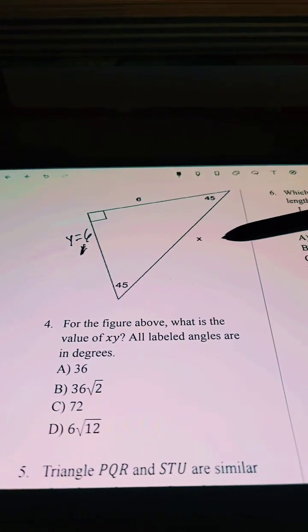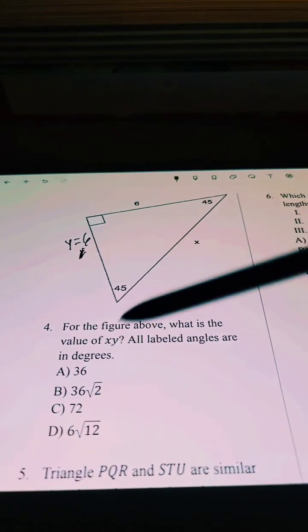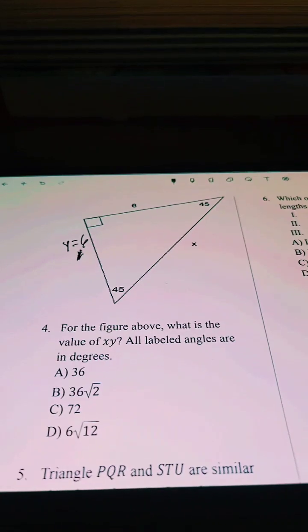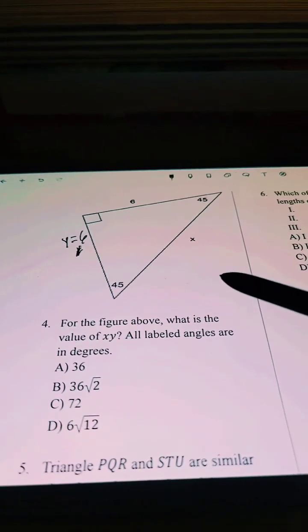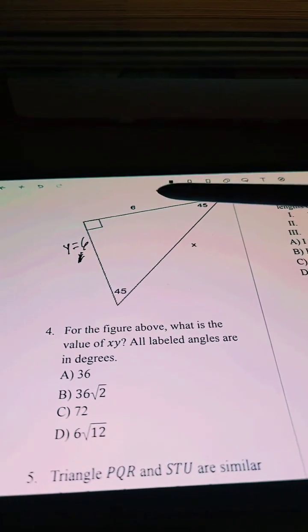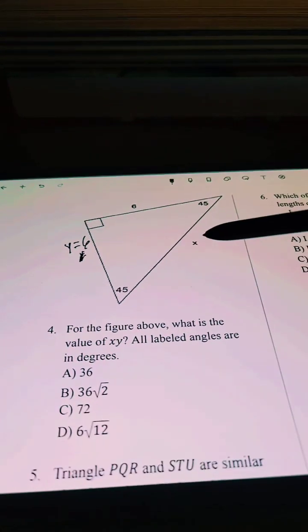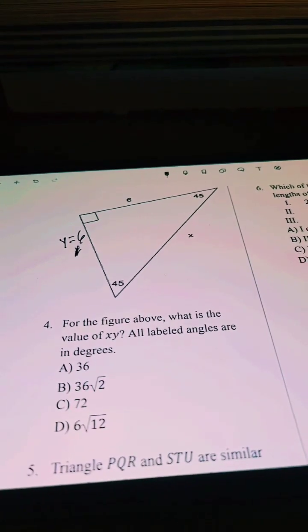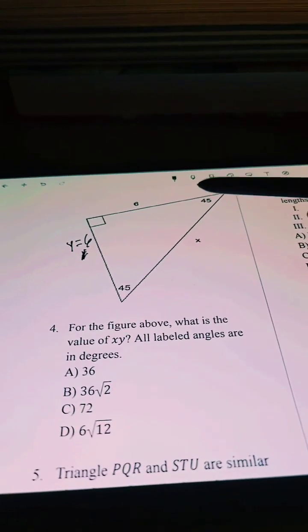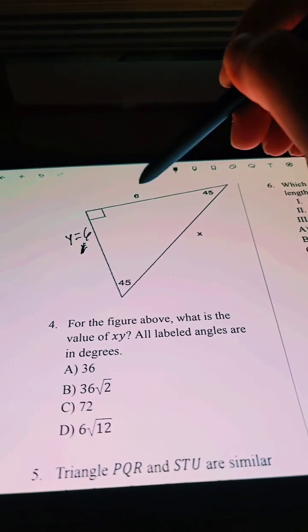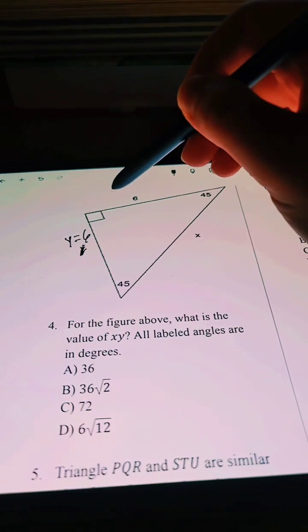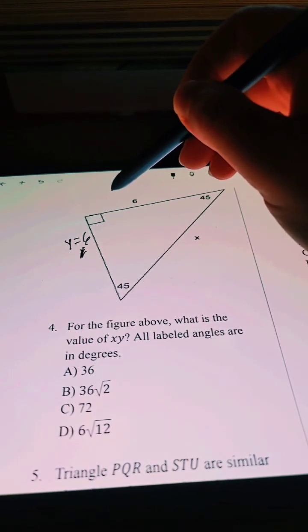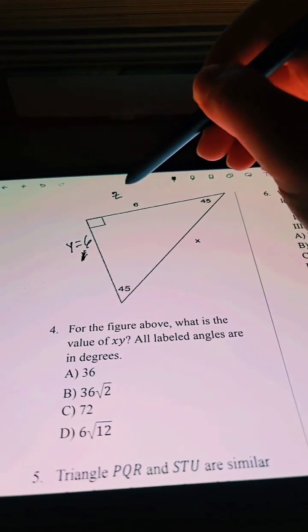So now I know what Y is. I have to figure out what X is to plug in for XY. This is a right triangle, so I could technically use the Pythagorean theorem and do 6 squared plus 6 squared equals x squared, but that's going to take me a lot more time than just using what I know about special right triangles, which is that if I think about these sides as ratios, I'm going to use a different letter besides x and y so that people don't get confused.